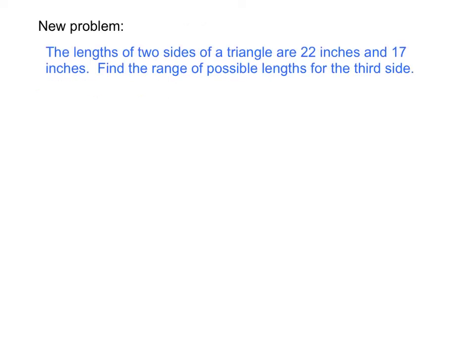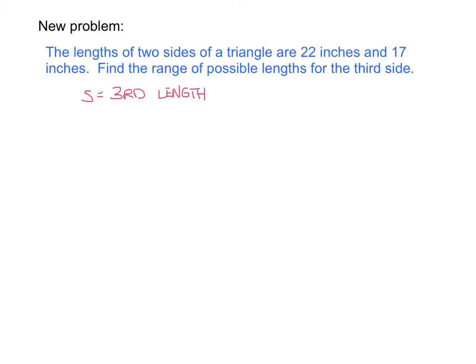A new type of problem would say the lengths of two sides of a triangle are 22 inches and 17 inches. Find the range of possible lengths for the third side. So what we're trying to do is find how long that third side could possibly be. Not a definite number, but a range of possible solutions. So we're going to use that theorem, and we can say, let's just call S equal to the third length. You don't need to write this every problem. You will be using a variable, but for this one I'm just trying to show you each step.